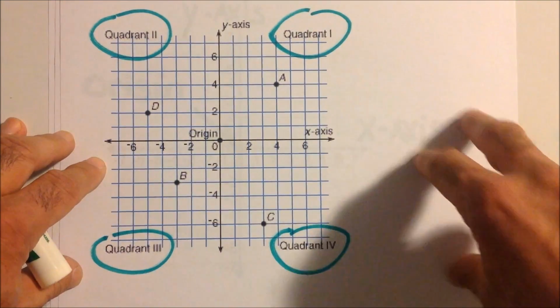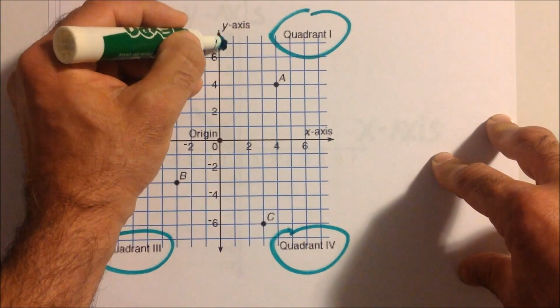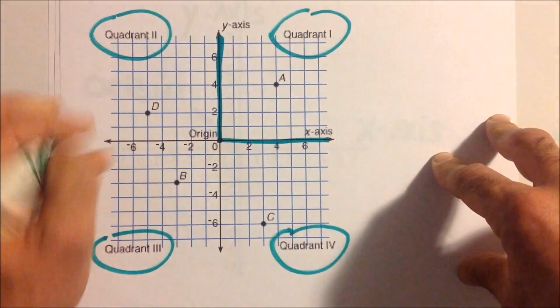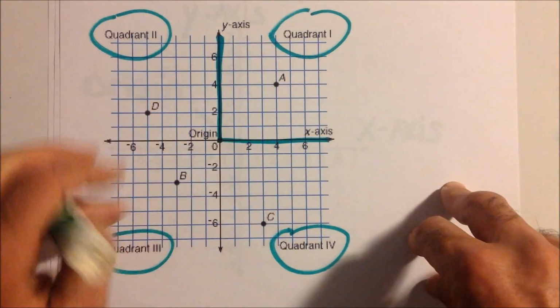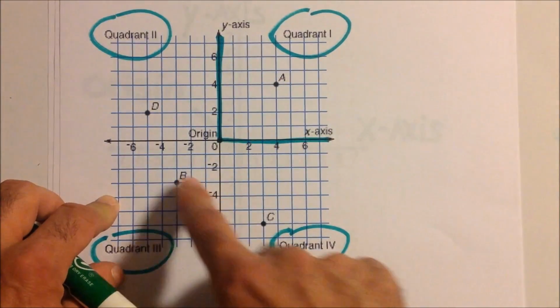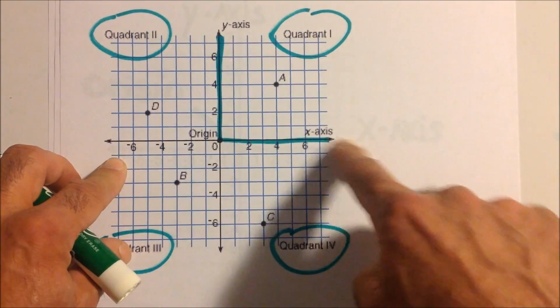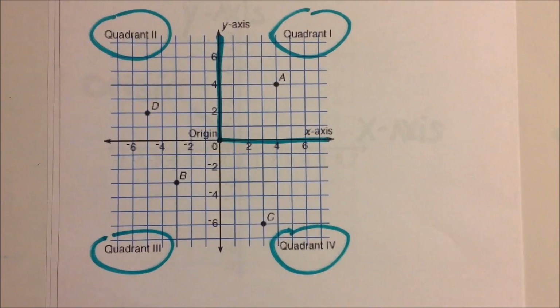So for this video, we'll just concentrate on quadrant 1. And in quadrant 1, everything is all positive numbers. So if you look at this grid, you see numbers on the x, and you see numbers on the y. And the numbers in quadrant 1 are all positive for x and all positive for y. We'll go over more of that.